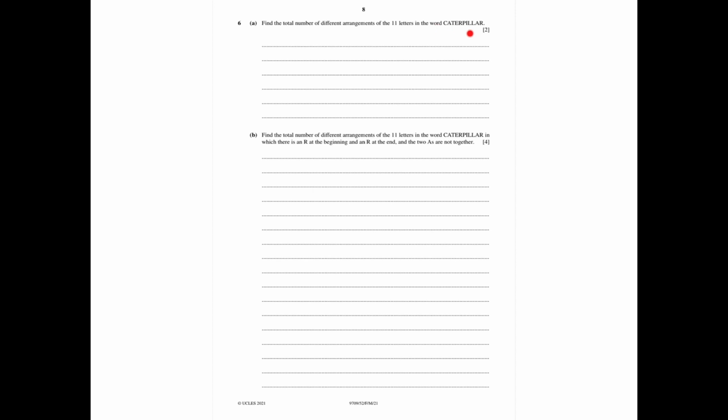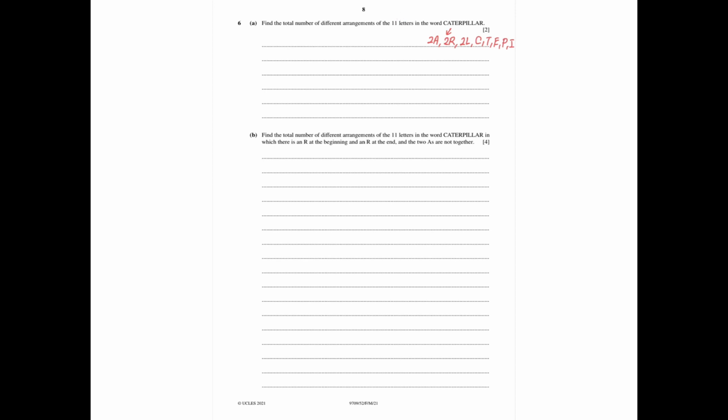So let's look at this caterpillar. We focus on the letters that repeat. So we have 2A, we have 2R, we have 2L, and the rest is just 1C, 1T, 1E, 1P, and 1I. So first of all, we want to find the total number of different arrangements of the 11 letters. So that means you have to arrange all of them.